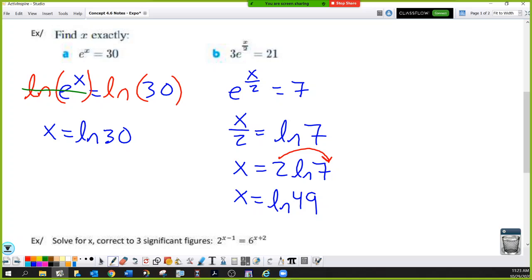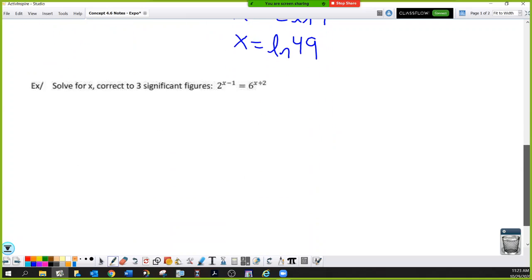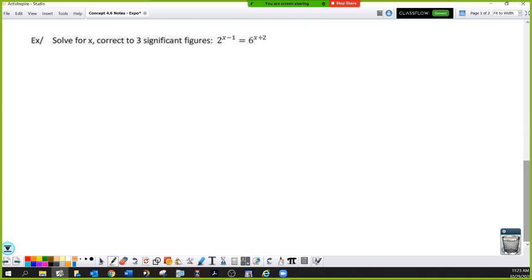Now, the next one we will have to use a calculator for, so let me grab a scientific calculator here. So we're going to have to solve for x, and we're going to have to get our answer to 3 sig figs.